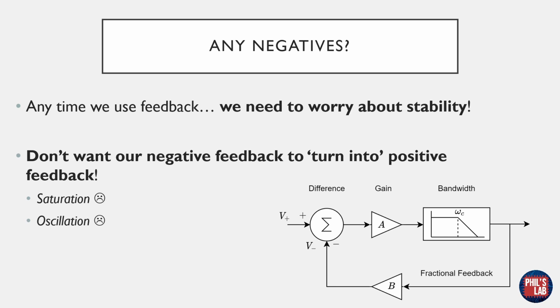Nothing's always positive, and of course we have negatives even with negative feedback. Anytime we use feedback, we need to worry about stability. Essentially, we don't want our negative feedback to turn into positive feedback. Positive feedback is very helpful in certain situations, for example, if you want switches and things to change very quickly. However, in our case, we want controlled negative feedback that is stable. Positive feedback leads to saturation, for example, an input saturating the op-amp and making it hit the supply rails, or oscillations. And these are very harmful to the op-amp itself, as well as to surrounding electronics or connected electronics.